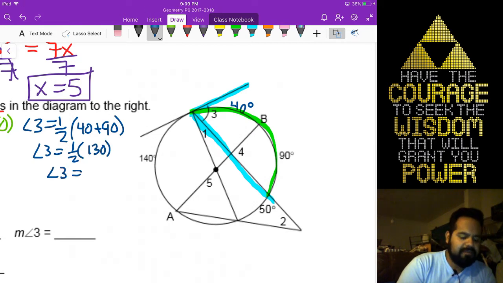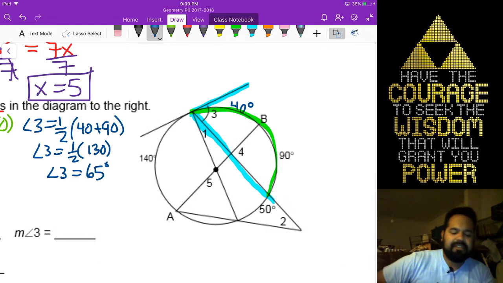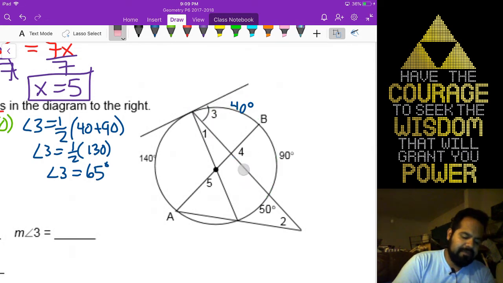So what is that? 12, 65? Yeah, 65 degrees. Angle 4. And then angle 5. Angle 4 is formed from the intersection of these two chords. That means I'm going to work with this arc here and this arc here.